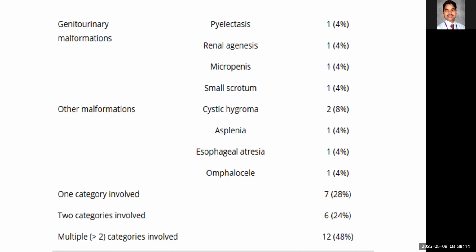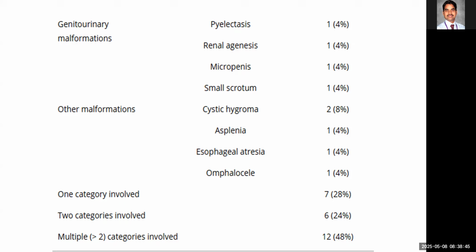Genitourinary malformations associated were pyelectasis, renal agenesis, small scrotum, micropenis, and there were cystic hygroma, asplenia, esophageal atresia, in which there was polyhydramnios, and omphalocele were associated. There were 7 cases which came under one system involvement, and in 6 cases, there were 2 systems involved, and in 12 cases, there were more than 2 systems involved.